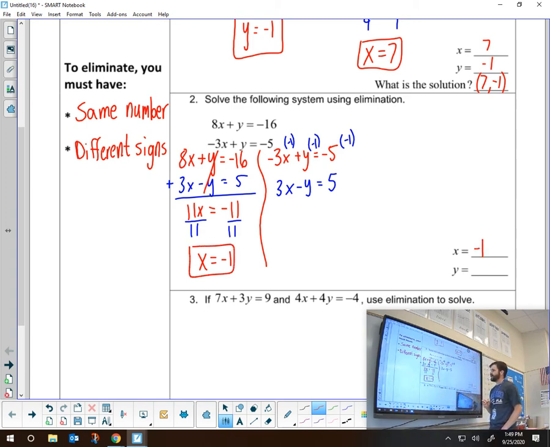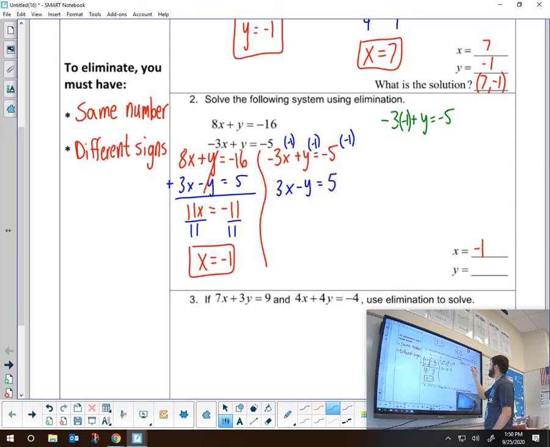X equals negative 1. But what about y? What is y going to equal? Well, we're going to take one of my original equations again, and we're going to plug x in, and we're going to see what it equals. So I'm going to go over here. I'm going to take this one. I'm going to take negative 3x plus y equals negative 5, and I'm going to plug in x there. Instead of having an x right here, we're going to plug in what x is. And so I'm going to plug in a negative 1.